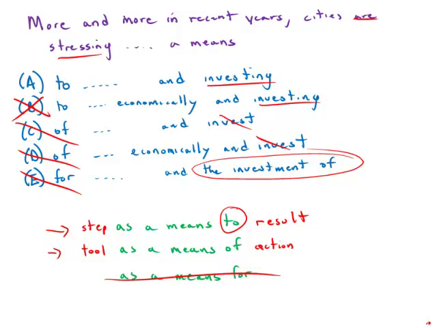So B is wrong. A is free of grammatical error. It is direct, clear, sleek. It is by far the best answer choice.